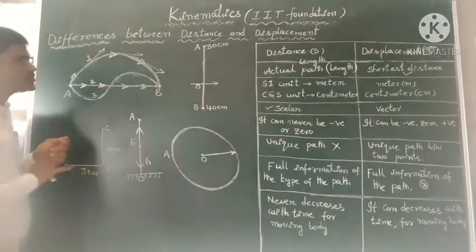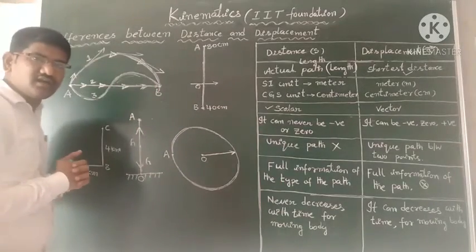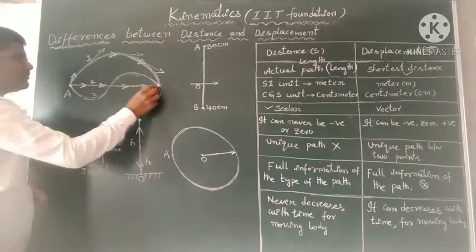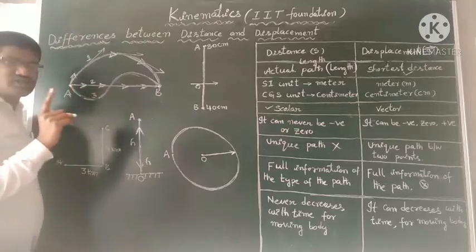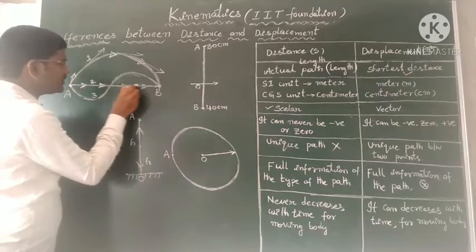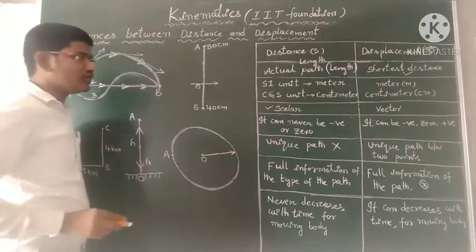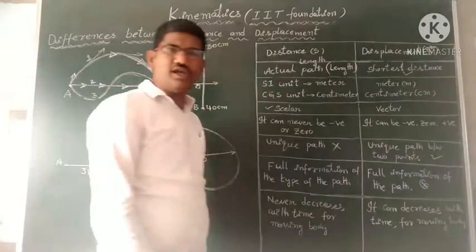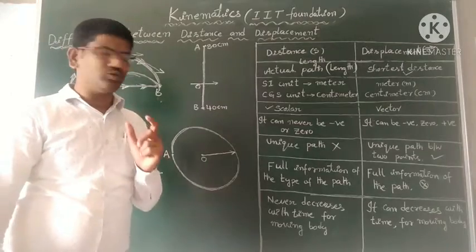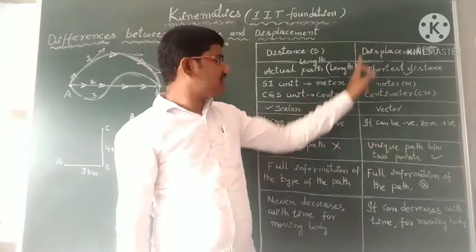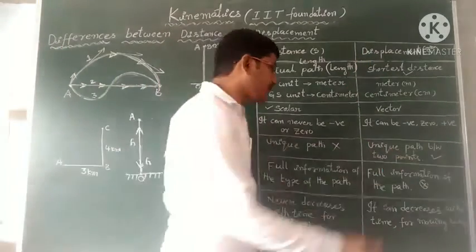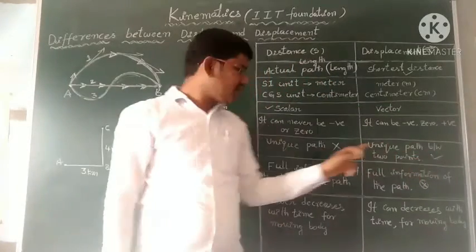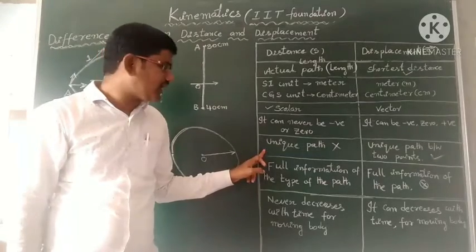And see, my dear students, displacement is a unique path, because from A to B you should get the shortest distance. We should move in a specified direction. So we'll get a unique path to move from A to B, or between 2 points. So displacement between 2 points is a unique path, whereas distance is not a unique path.